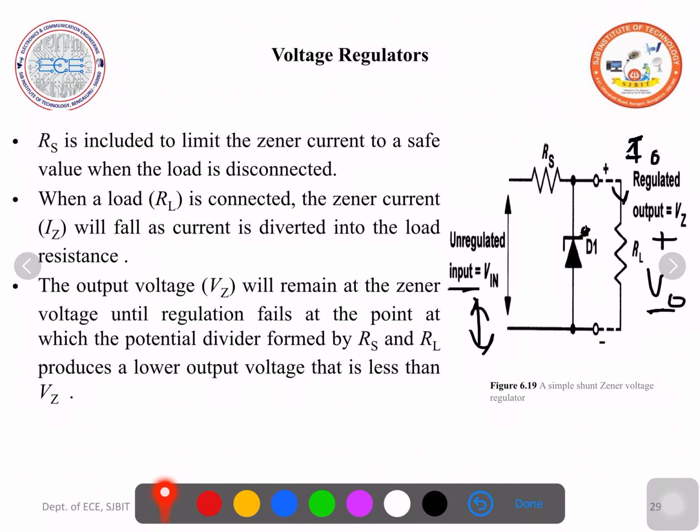Here there is one more current limiting resistance or series resistor. This series resistor is included in the circuit to limit the Zener current to a safe value when the load is disconnected. Suppose when there is no load, the high current should not flow through the Zener diode and spoil it. So to limit the current flowing through the Zener diode, we use a series resistance or current limiting resistance. When a load is connected, the Zener current, the current which is flowing through the Zener diode, will fall, because if you assume this is the current flowing at this junction, it splits into Iz plus I naught. So Is is equal to Iz plus I naught.